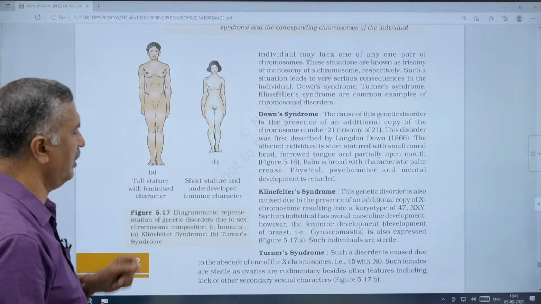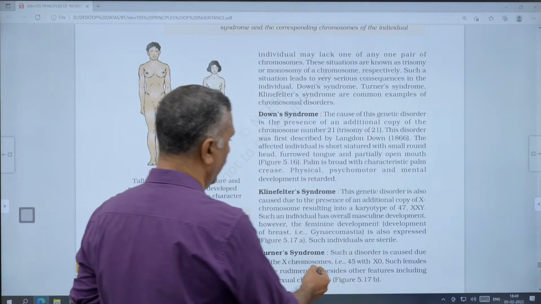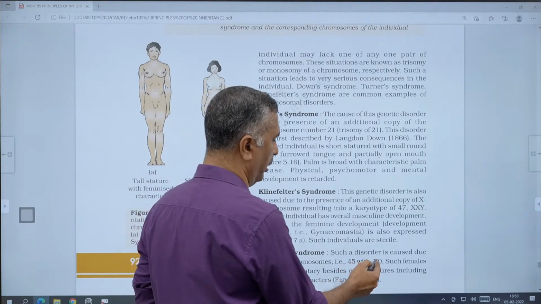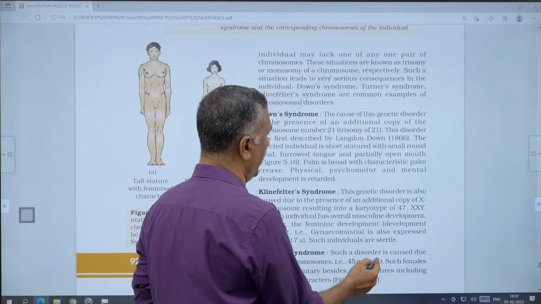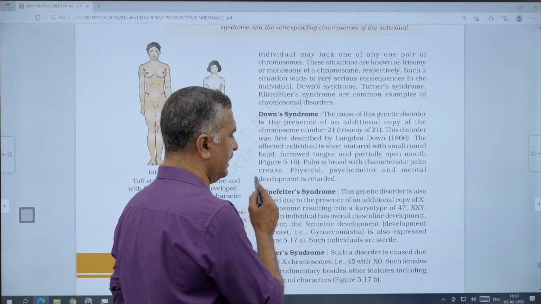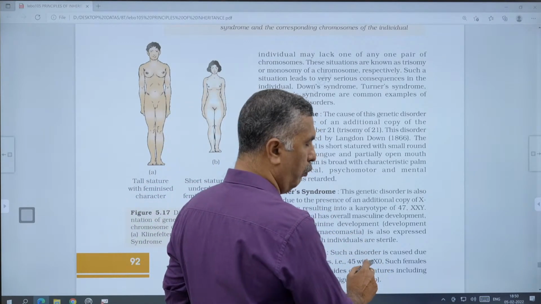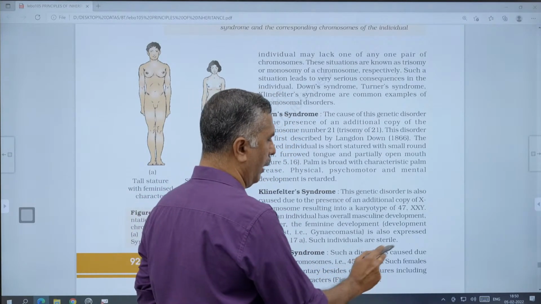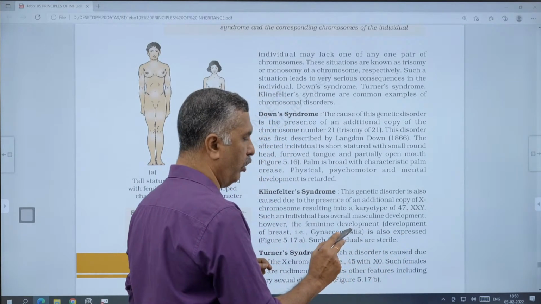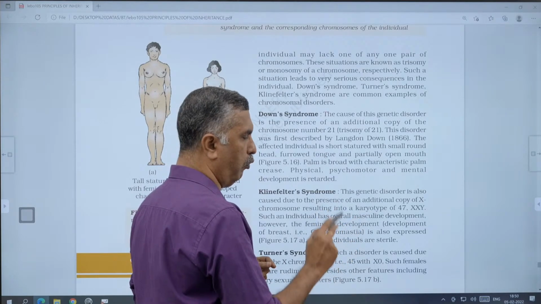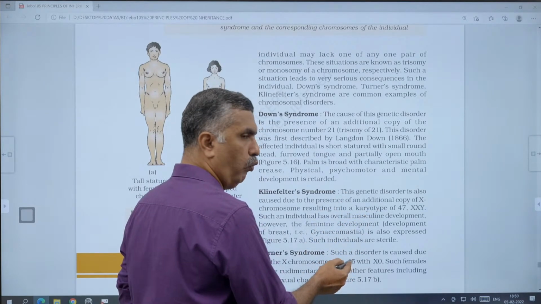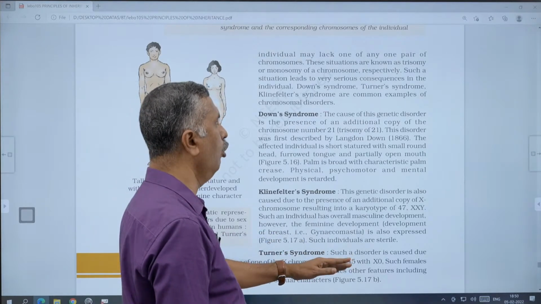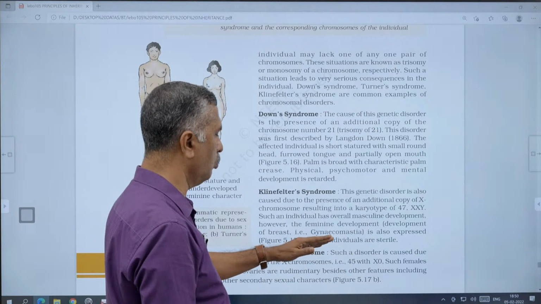So these are the symptoms of Turner syndrome. The main feature is monosomy, loss of an X chromosome. Instead of XX in a normal female, they have only one X chromosome. So instead of 44A plus XX, it is 44A plus X0, which makes 45 chromosomes. It is a monosomy and an aneuploidy.